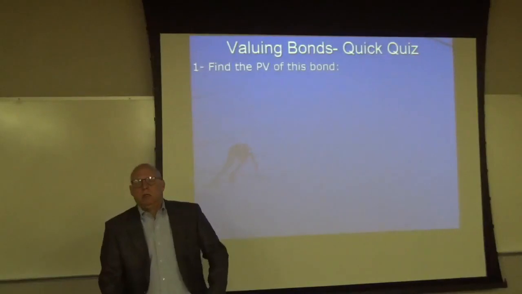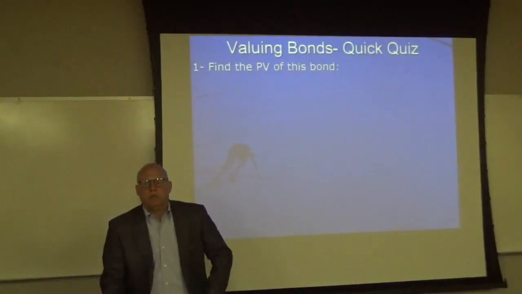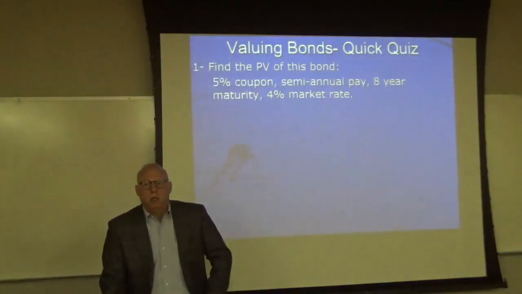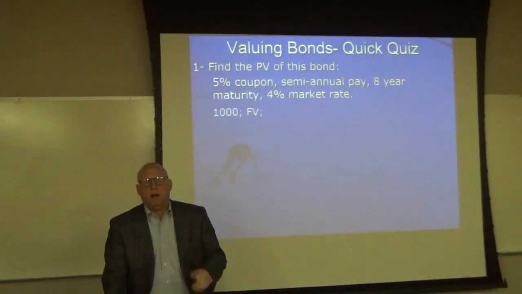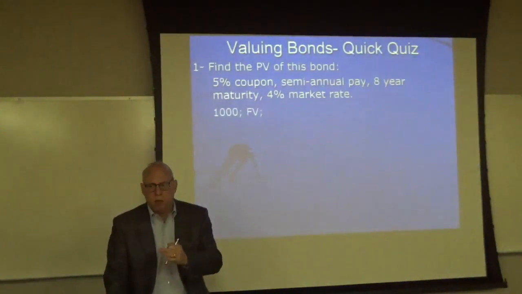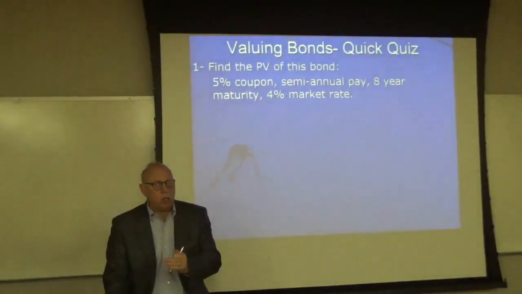All right, let's do a couple more examples. Let's find the present value of this bond. 5% coupon, semi-annual payment, 8-year maturity, 4% market rate. So 1,000 is our future value. I like to start with that because sometimes the par value is not listed. Like in this example, the par value is not listed.